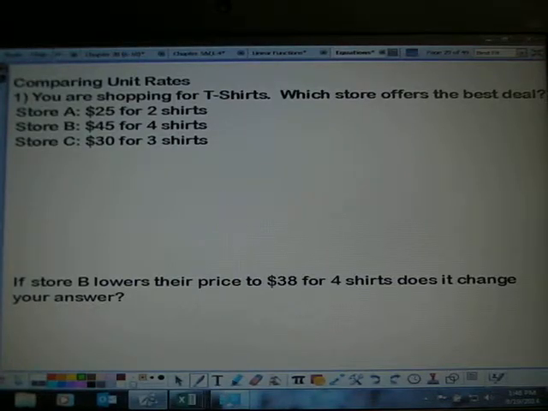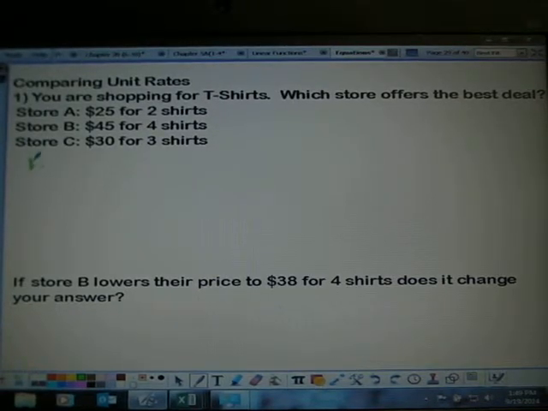Comparing two unit rates. The unit rate, again, is when your denominator is 1. So you're shopping for t-shirts. Which store offers the best deal? We have 3 different stores, and they all sell different amounts of shirts for different prices. And you want to see where you're going to have the best deal. And the only way to do that is to figure out how much each one shirt costs. So that would be my denominator of 1.